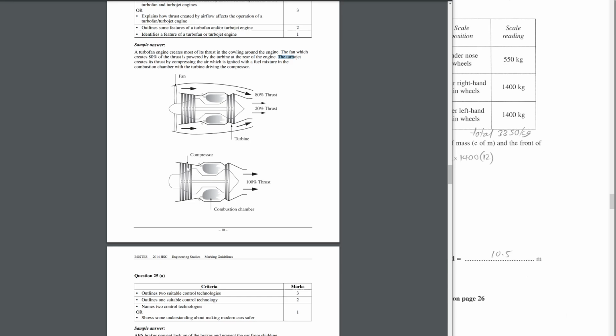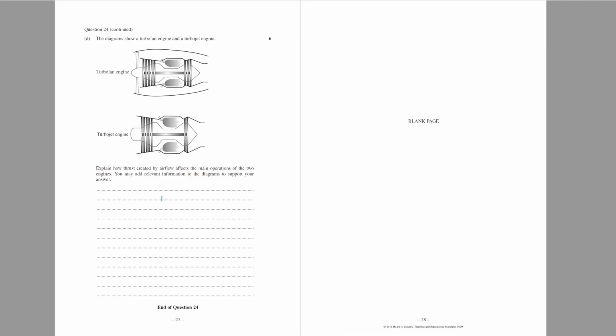We have a compressor where the air is compressed. So we have an intake. Then squeeze is where the air is compressed. We have bang, so we have a fuel injector where the ignition happens. We have the combustion, and then we have the thrust, which produces, in the case of a turbojet, 100% of the thrust. So that's the answer they're looking for there. Okay.